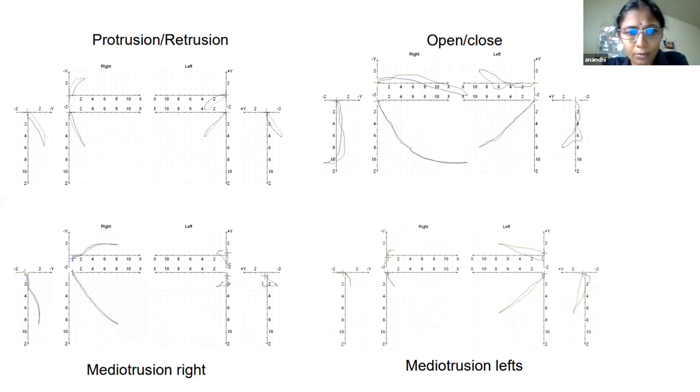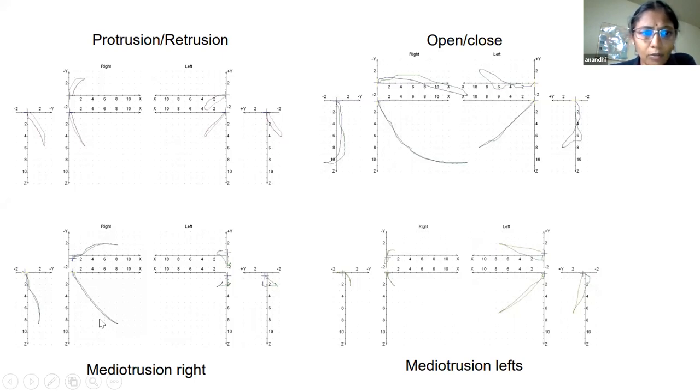When we look at asymmetric movement, mediotrusion right and mediotrusion left are asymmetric movements. So with mediotrusion right, the jaw is moving to the left. So when the jaw is moving to the left, the working side is the left side and the non-working side is the right side in this graph. Even though we say mediotrusion right, the working side is the left side. If you look at this graph, this is the front view. When you look from the front, he's moving his jaw to the left, which is what we want. We asked him to move the jaw to the left, so he's moving to the left, right?